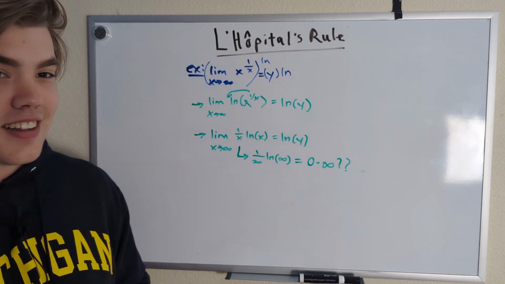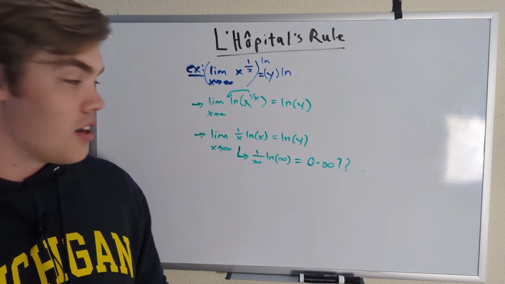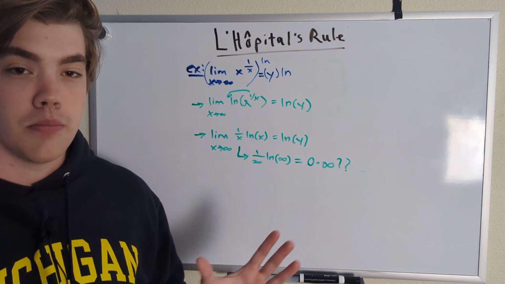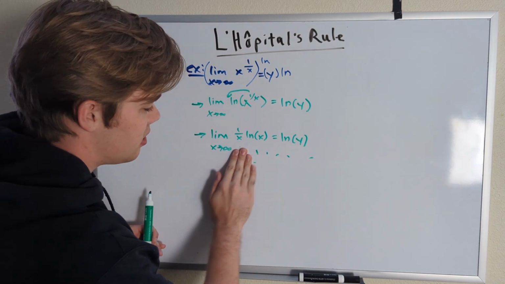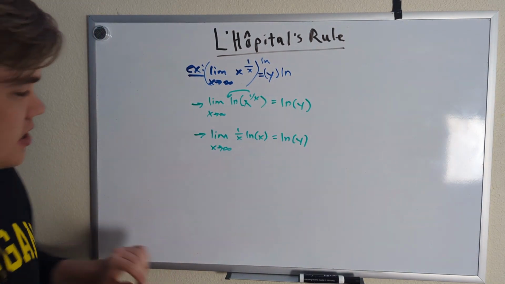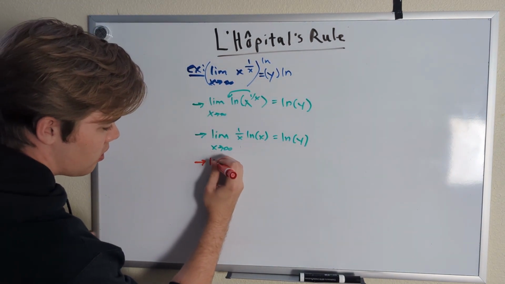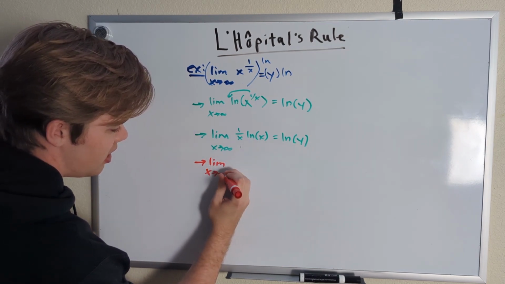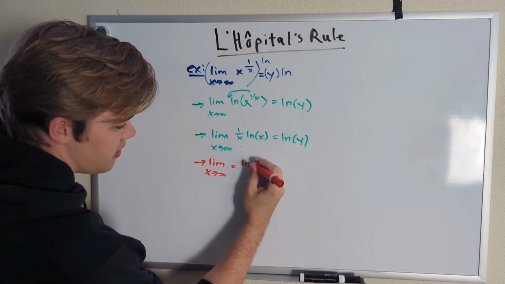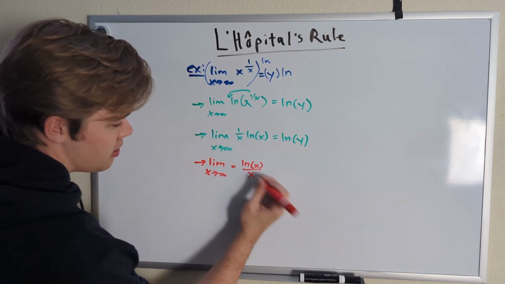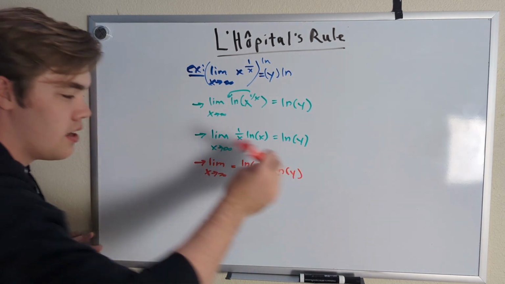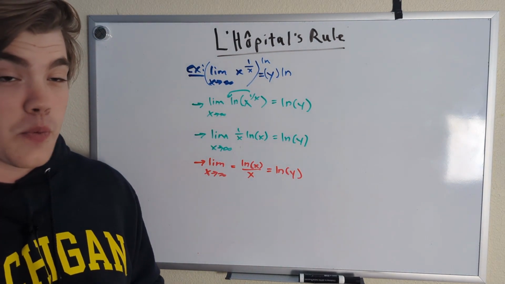So let's use some L'Hopital's rule in order to solve this problem. After all, this is almost in a fractional form that we can use. We just need to change it algebraically. Remember, the limit as x approaches infinity of natural log of x times 1 over x is equivalent to natural log of x divided by x. And this is still equal to natural log of y. So now that we're in a fractional form, we can use L'Hopital's rule.